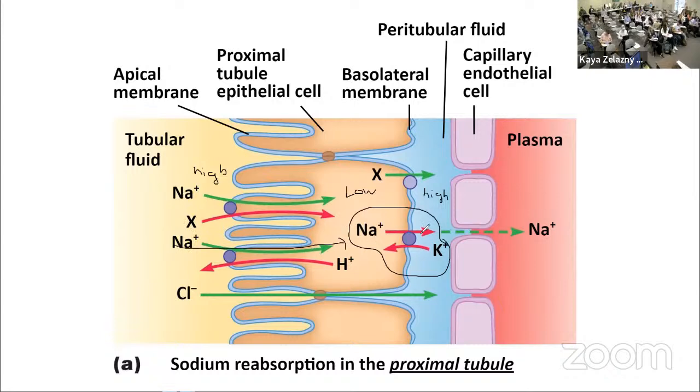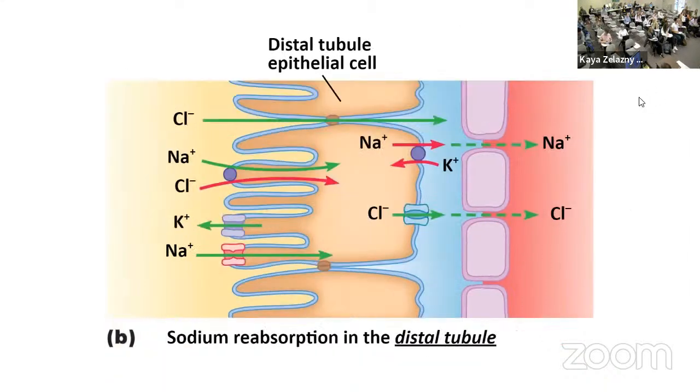Okay. Then we actively pump it out the basolateral membrane. And then because we have a high concentration here in the peritubular fluid, it can go into the plasma passively. All right. So that is our unregulated, essentially, sodium reabsorption in the proximal tubule. All right, so no hormones involved here. Okay. Distal tubule is going to be different.